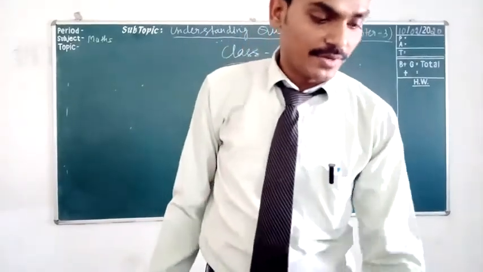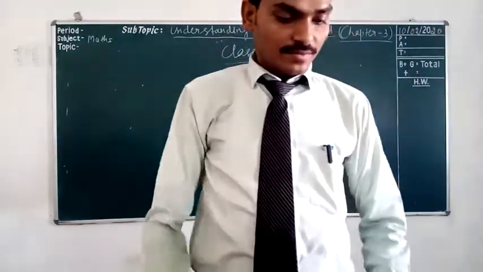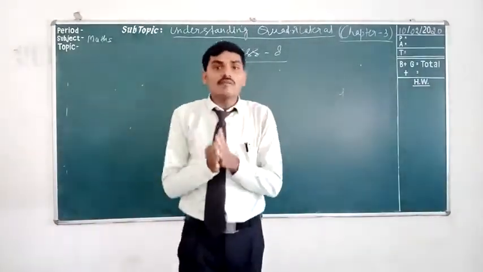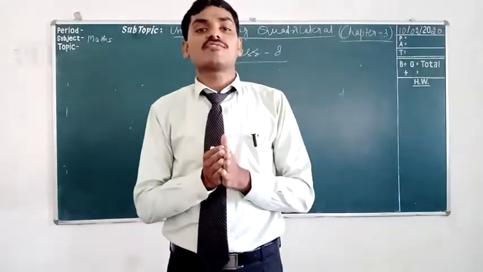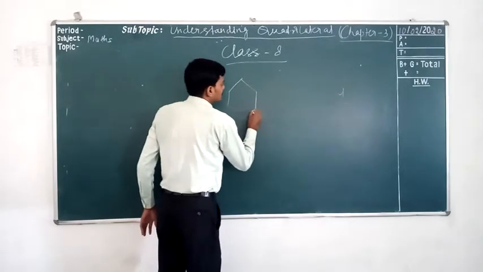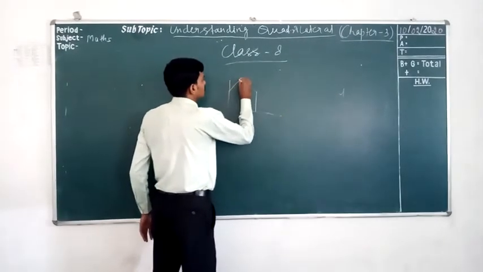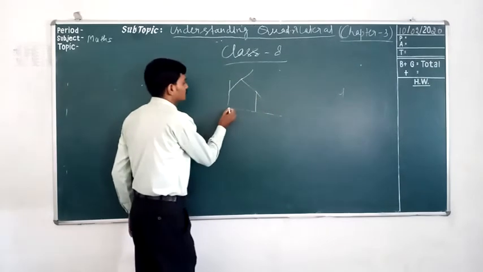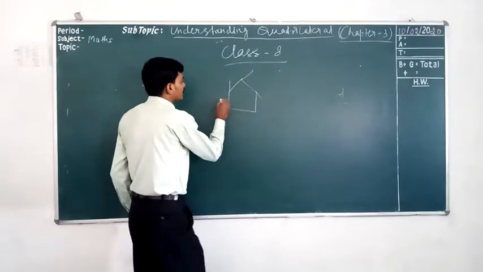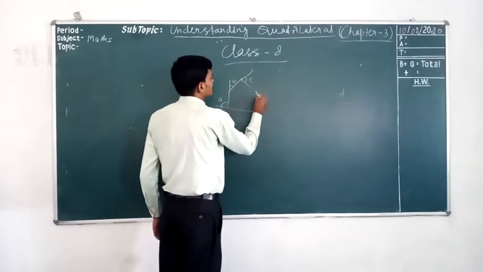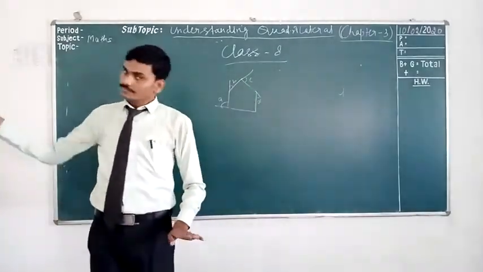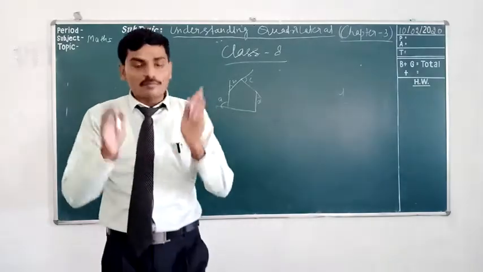Now come to the next topic. Okay, and the next topic is the sum of the measure of exterior angles of a polygon. What is the sum of the measure of exterior angles of any polygon? That is, if this is the pentagon, and this is A, this is B, this is C, this is D, then this is the exterior angle of the polygon.